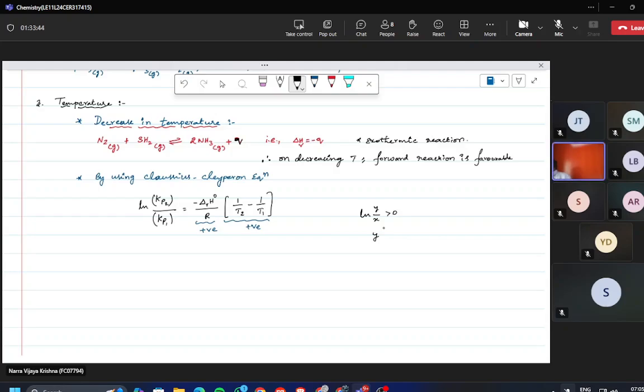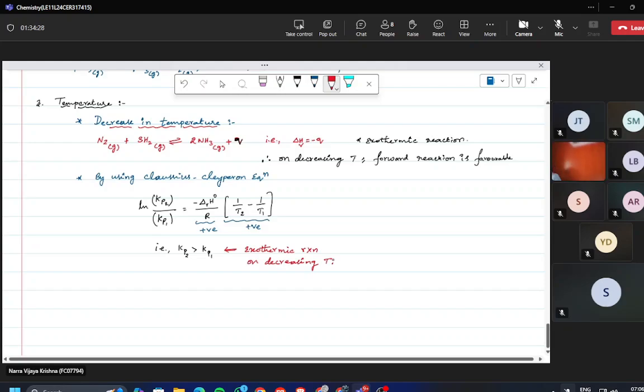y upon x must be greater than 1. Yes, sir. ln 1 must be equal to 0. I should get greater than 0, means ln y by x value should be greater than 1, means Kp2 must be greater than Kp1. In which case? In case of exothermic reactions on decreasing temperature. Correct, sir?